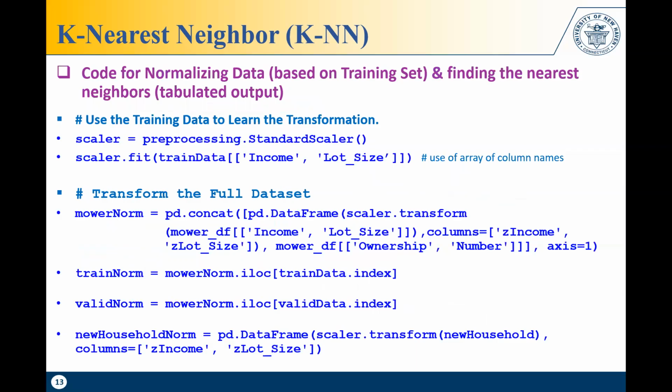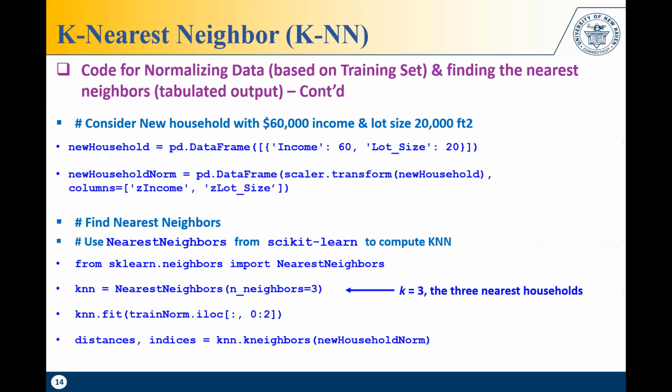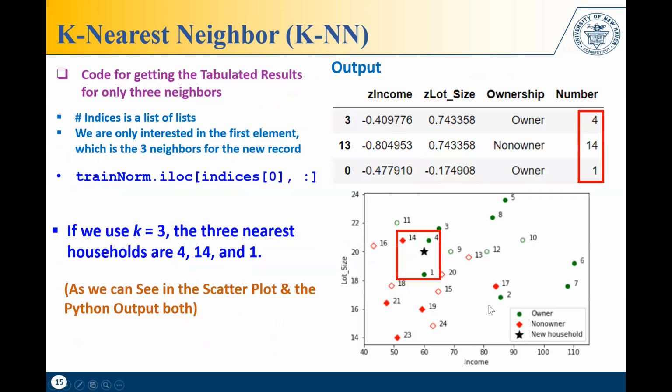Here's the code for normalizing the data based on the training set and finding the nearest neighbors to get the tabulated output. Here's the rest of the code. And please note that we are going to use K equal to 3 here because we are interested in 3 nearest households. And here's the code for getting the tabulated result for only 3 neighbors.